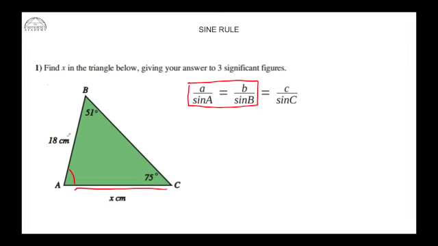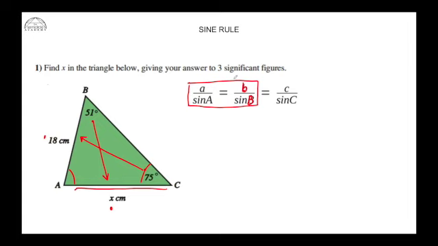So once you are dealing with 2 sides and their corresponding angles, then you could use the sine rule. Now in this case, what do we have here? We have the angle B, and you know that this is going to be the side B. So we have the angle B and the side B, and we have the angle C and the side C.